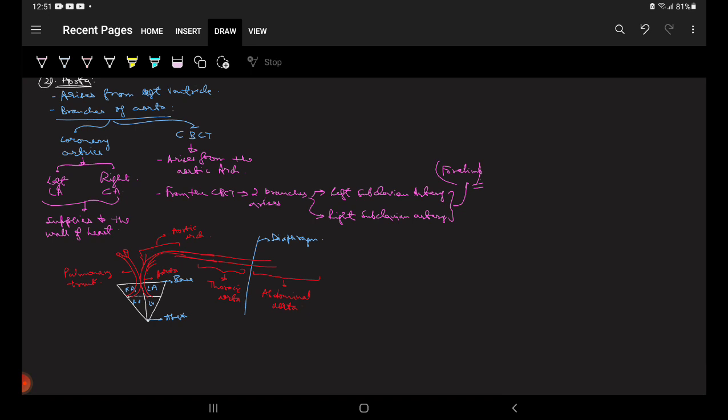Now what happens after the subclavian arteries are detached from the aorta? Then the CBCT gets converted into the bicarotid trunk, and the bicarotid trunk further produces the common carotid arteries, and these common carotid arteries go to the head and neck. So we don't have to discuss this now. So now we move on to the heart again.